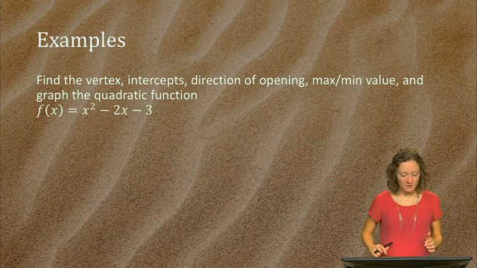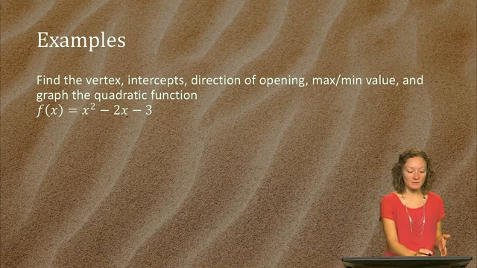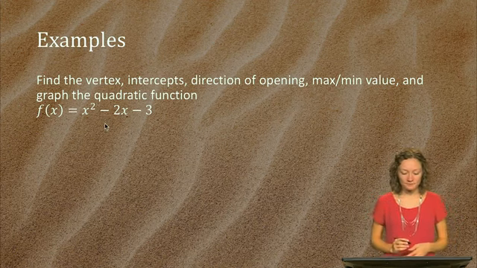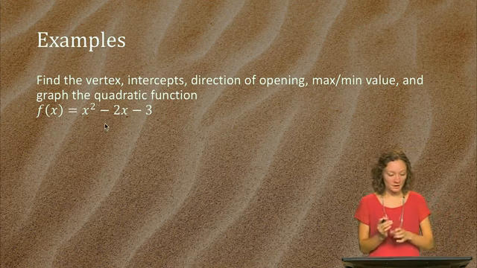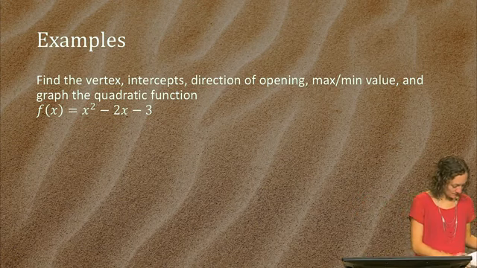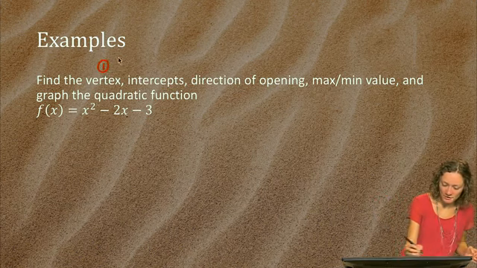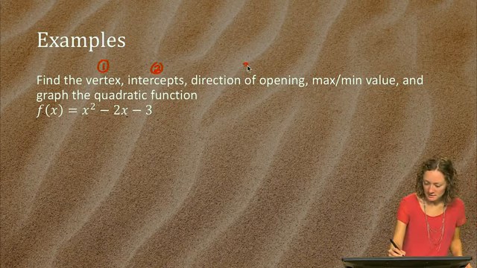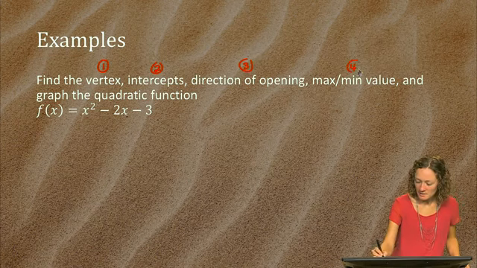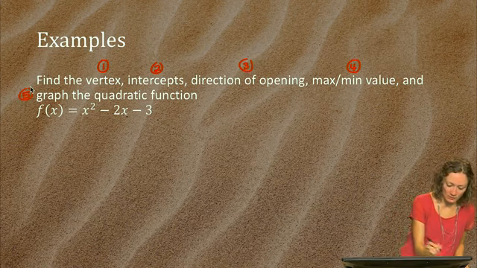Okay, so let's do the same thing with a problem in standard form. We still want all 5 of those same pieces. I'll label them all. Let's number them. We'll look for vertex, intercepts, direction of opening, max-min value, and then we'll graph.